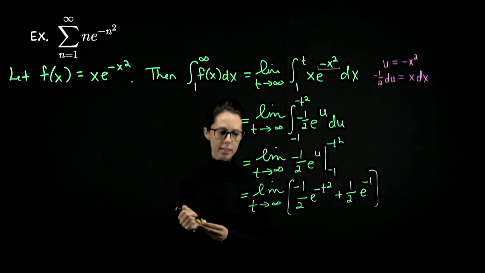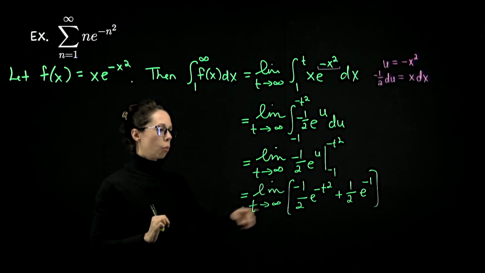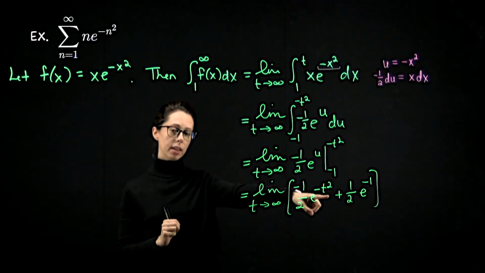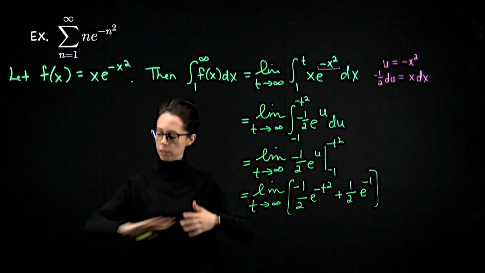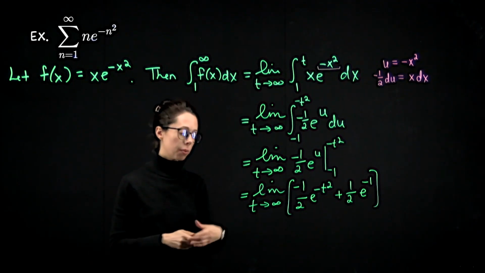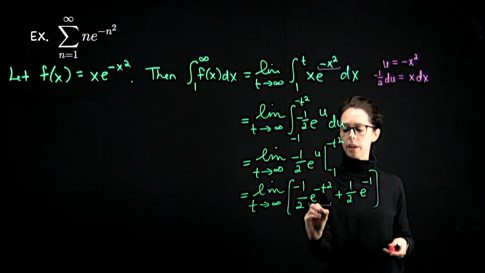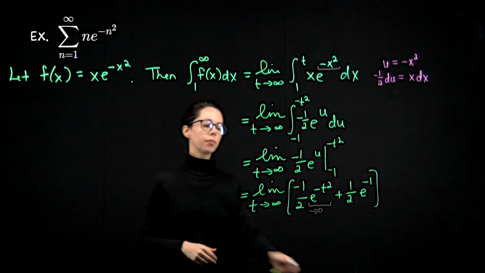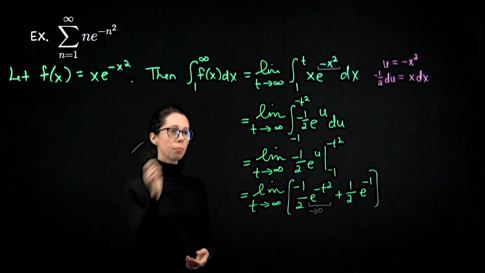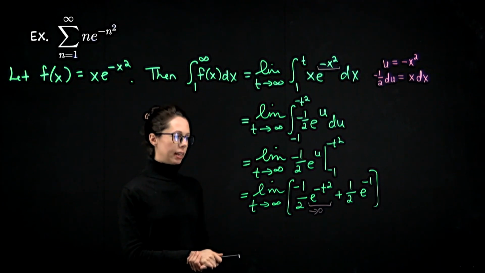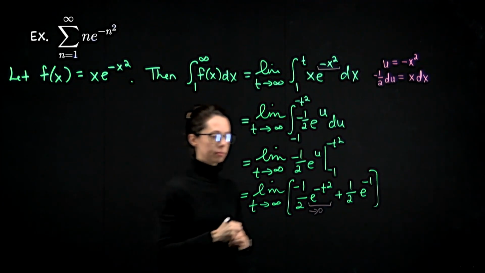Okay, let's take a look at this. When t goes to infinity, negative t squared goes to negative infinity. The exponential function as you go down to negative infinity shrinks to 0. So this first expression here goes to 0 as t goes to infinity. That means that this improper integral converges. The value of this improper integral is 1 over 2e.